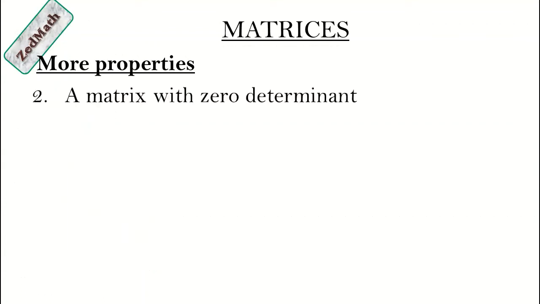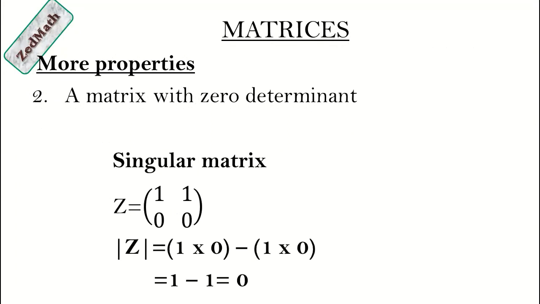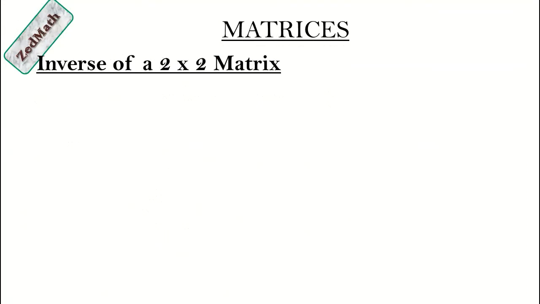Another property is that a matrix with 0 determinant is called a singular matrix. So any matrix that has 0 determinant is called a singular matrix. Like this one, the determinant is 0. Like so, 1 multiplied by 0 minus 1 multiplied by 0, we get 0. Now that we are done with finding the determinant of a matrix, we can take a look at the last thing we can do with matrices, and that is finding the inverse of a 2 by 2 matrix.